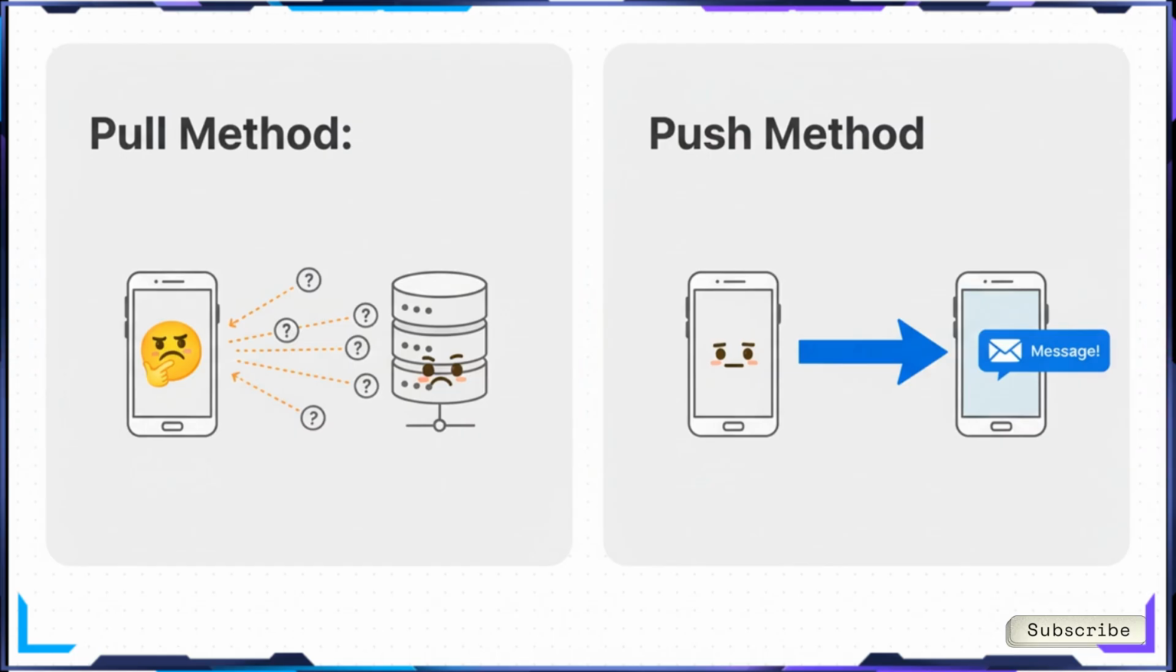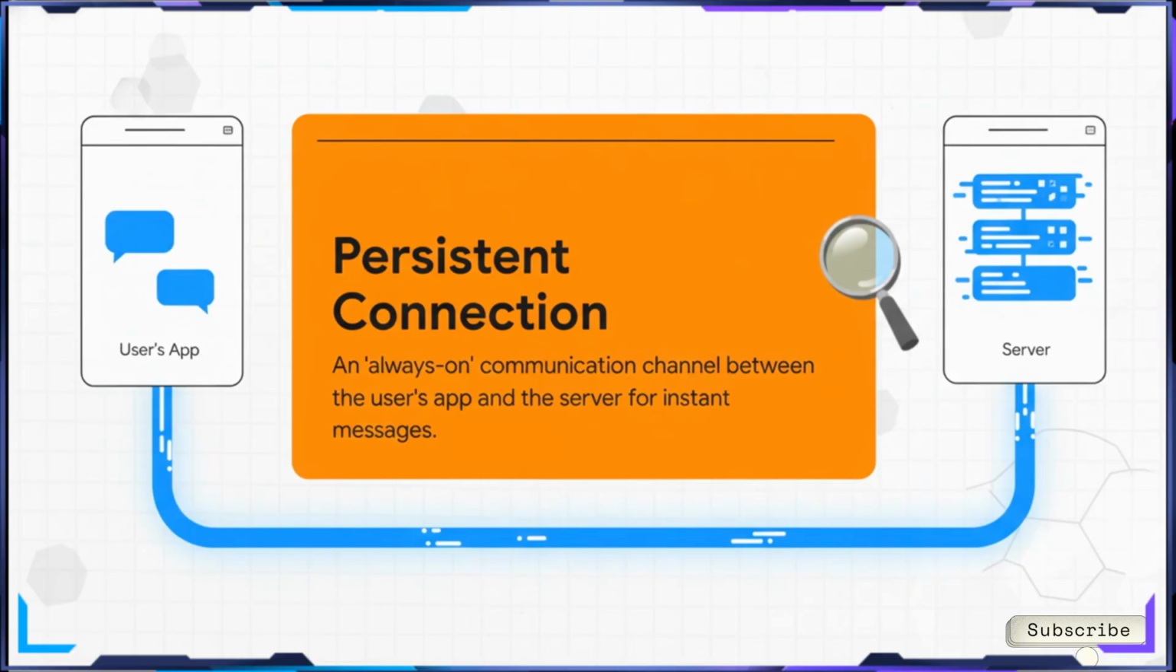The modern solution, and the one we all use, is the push method. The server keeps an open line of communication to your app and literally pushes the message to you the very instant it gets it. And the technology that makes this magic happen is something called a persistent connection. The best way to think about it is like having a phone line that's always open between your app and the server. It just stays on, waiting. This connection is the real secret sauce behind that real-time, instantaneous feeling we all expect from a chat app.